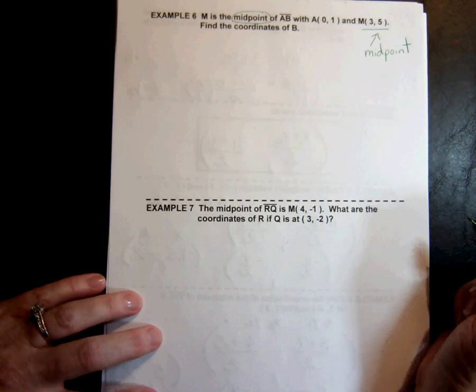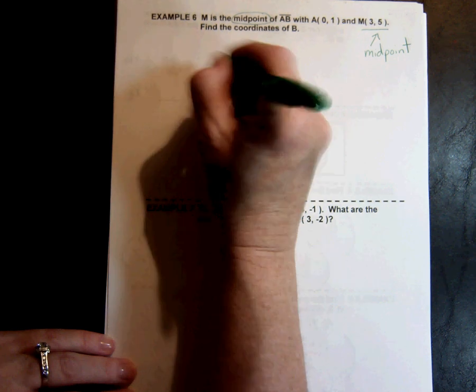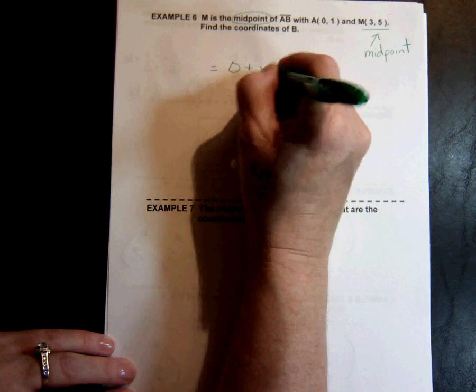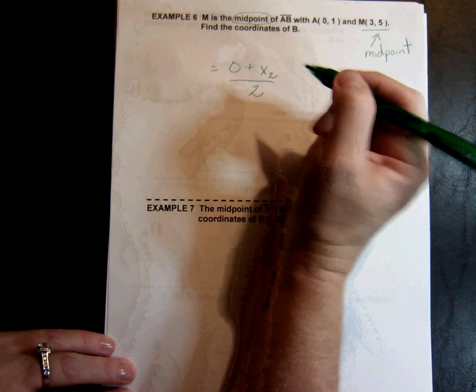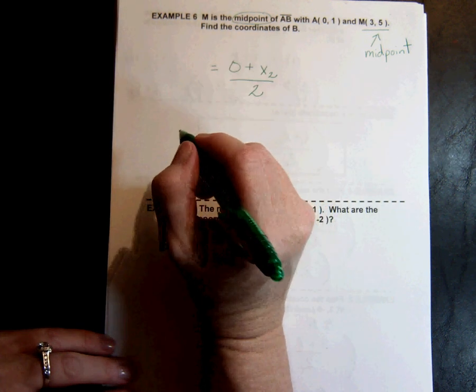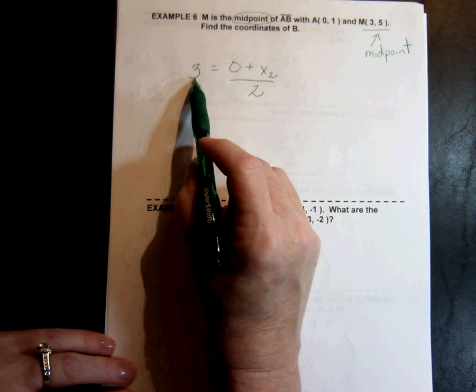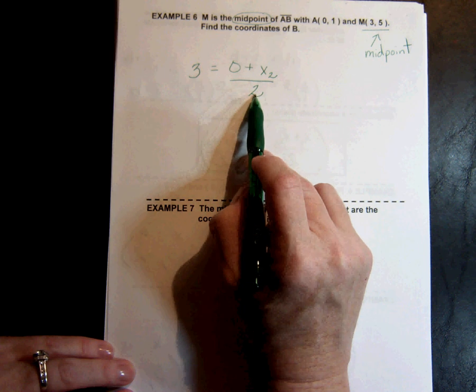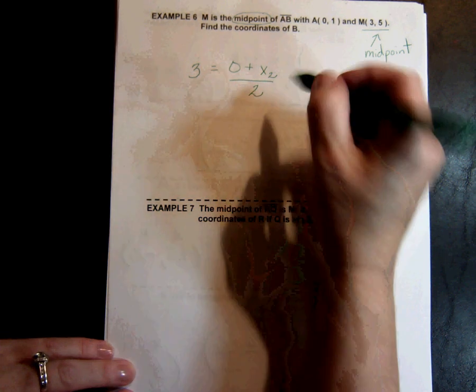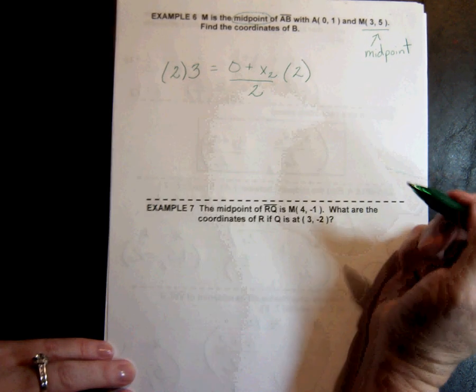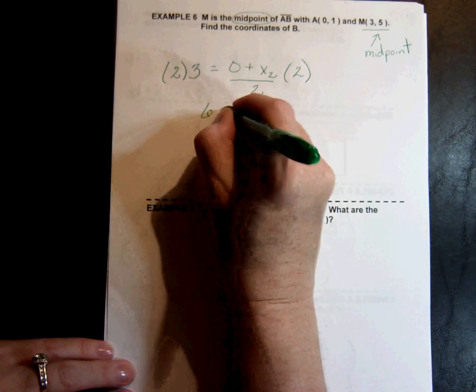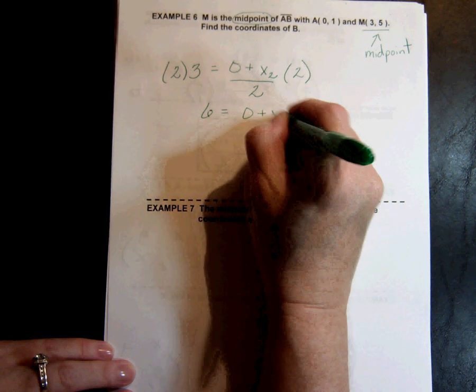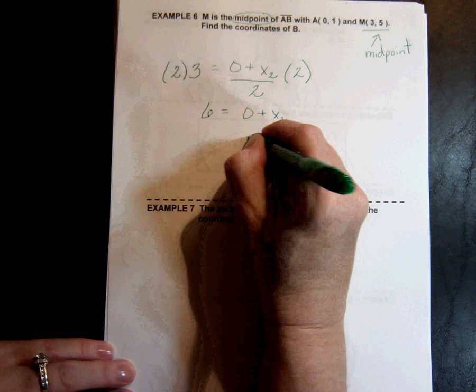Okay, so one way of doing this is, again, to just fill it in for the formula. If M is the midpoint, we know that 0 plus what we don't know, our x2, all of that divided by 2, is going to be equal to 3. Why? Because 3 is the midpoint value here. So midpoint is equal to their x values added together divided by 2. We want to get rid of this 2, so we're going to multiply by 2 on both sides. So you're going to have 6 is equal to 0 plus x2. So our x2 value is just going to be 6.